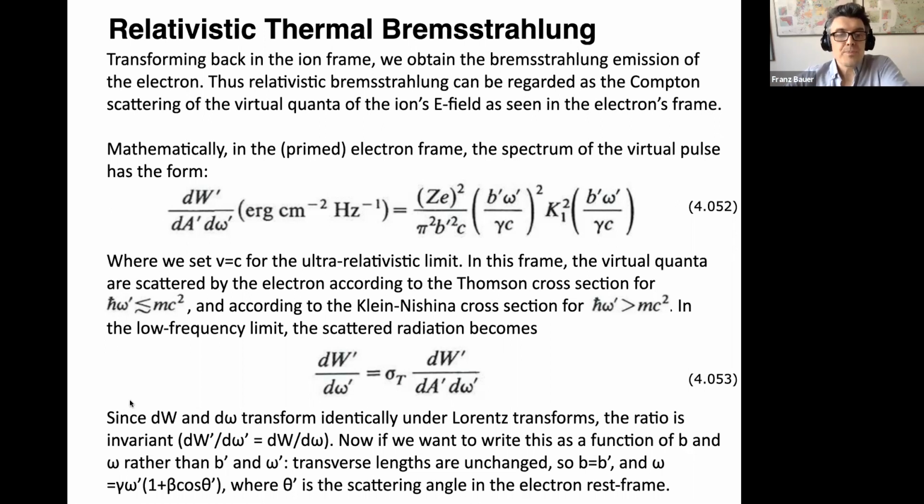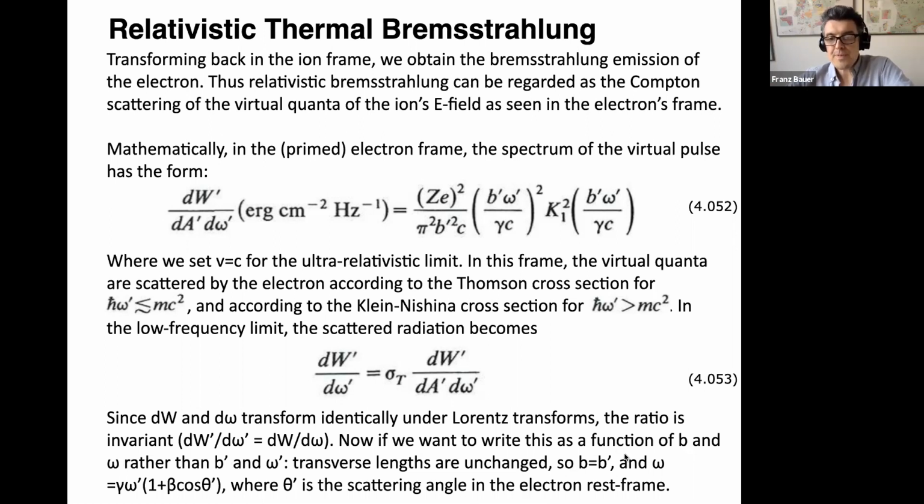Okay, so this thing and this thing should transform uniformly under a Lorentz transformation. Because remember, there's one gamma here and there's one gamma here, and they divide out. And so these are invariant. And so what we want to do then is write this thing in terms of B and omega rather than B prime and omega prime. So if we plug all this in, we want to rewrite these things in terms of B and omega.